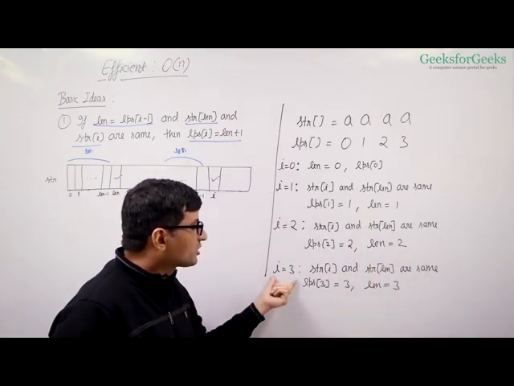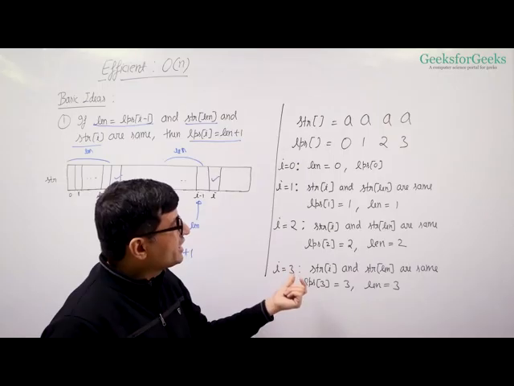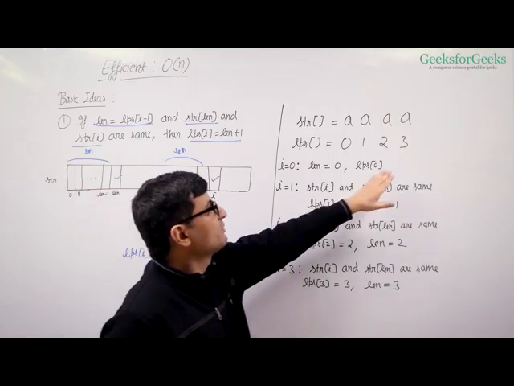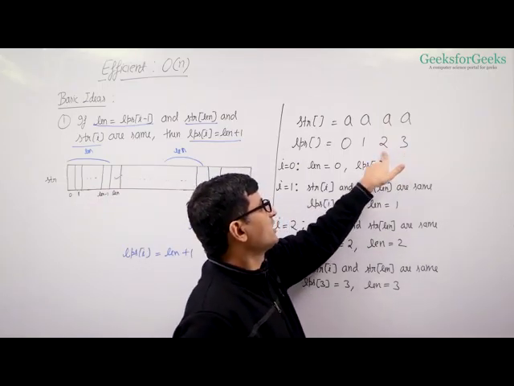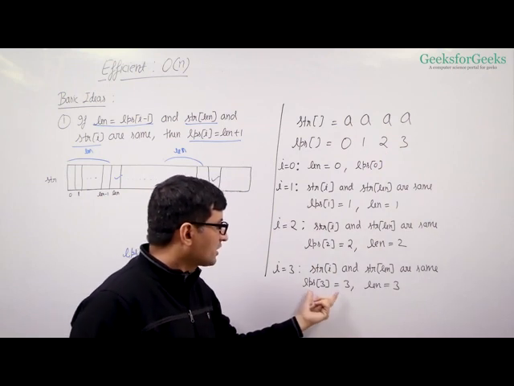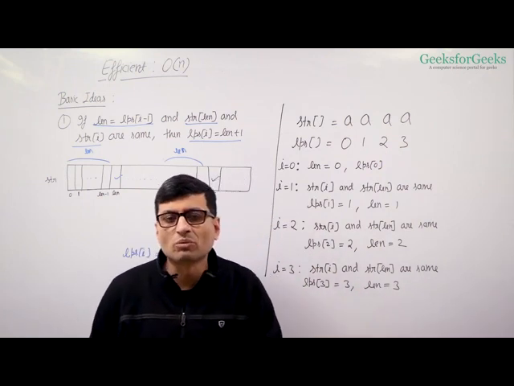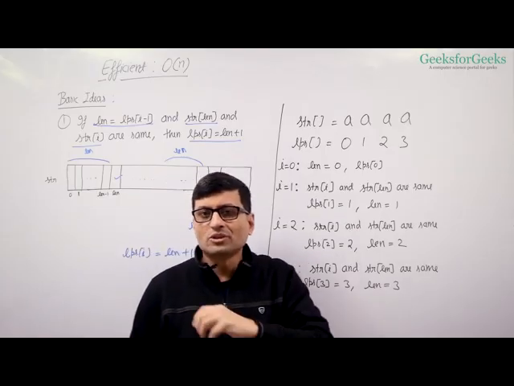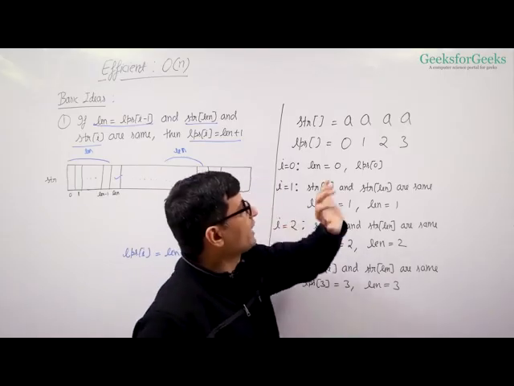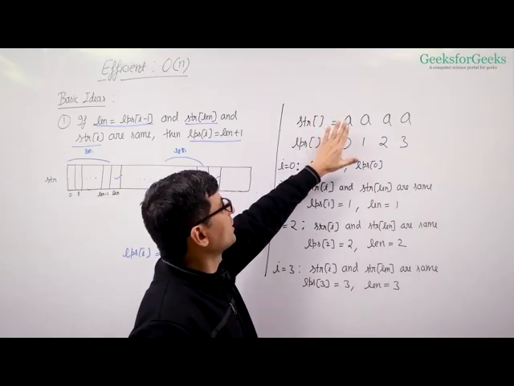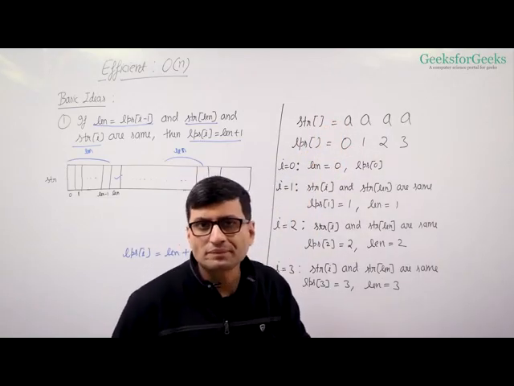When we are at I equal to 3, we again compare str I and str length, which means we compare str 3 with str 2. They are the same. So we make LPS 3 equal to 3 and length also equal to 3. There are no more characters, so we stop. So using this idea, we can find the LPS array for this example string in big O of n time.